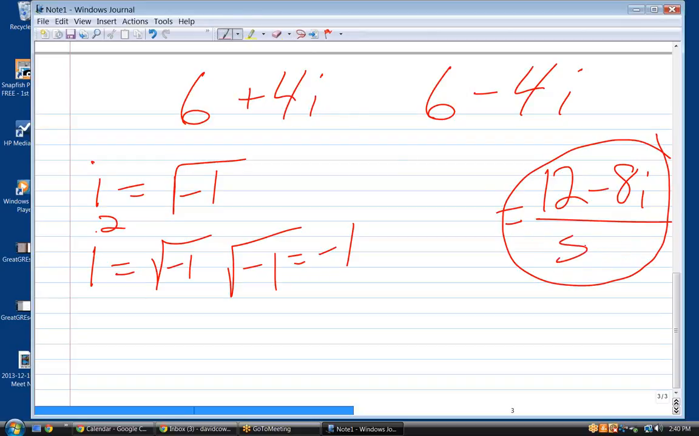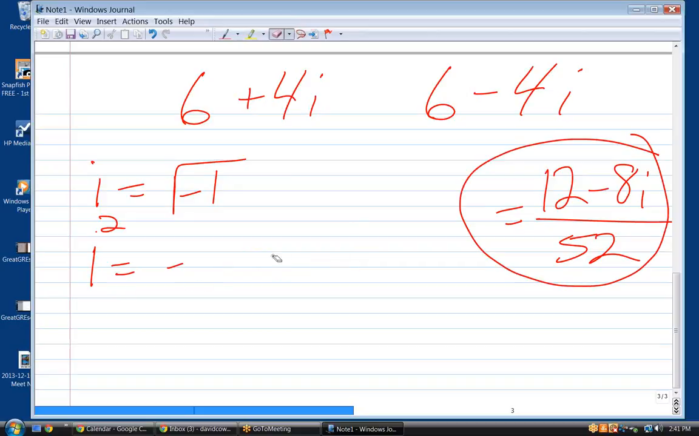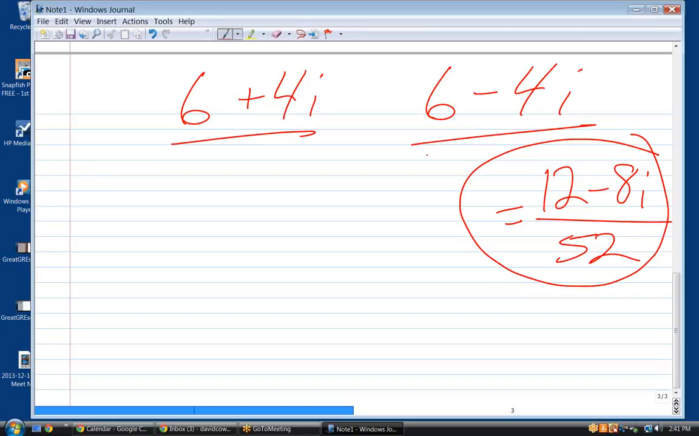And I've rid myself of the imaginary number in the denominator. This is the same exact number that I started with. The only difference is that I have eliminated the imaginary number from the denominator. And therein lies the usefulness of the conjugate, because the way you always do that is to multiply by the conjugate.